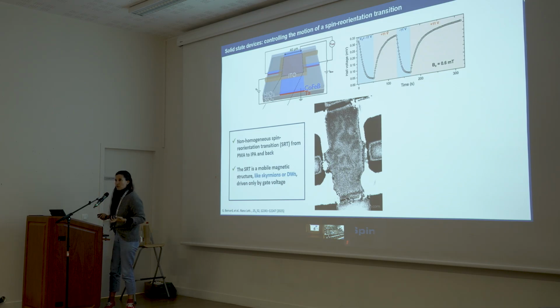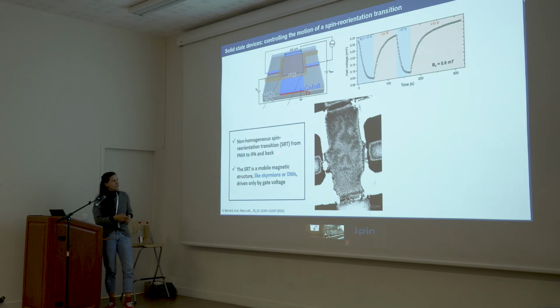a mobile magnetic structure, just like you could think of skyrmions or magnetic domain walls. But in the case of skyrmions and magnetic domain walls, you're going to need a magnetic field or an electrical current to make them move across a track. Well, here we're using voltage.